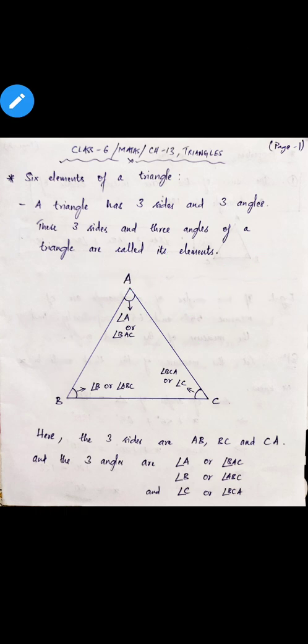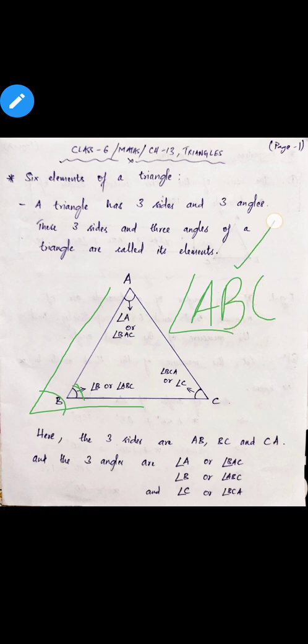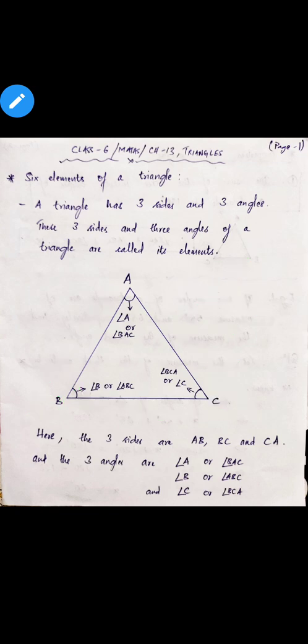Alright, and if you look at angle B, we can call it angle ABC. ABC, this is angle B, angle ABC. So the one in the middle is the angle, right? And angle BCA, this is angle C, we can call it as angle BCA, right?